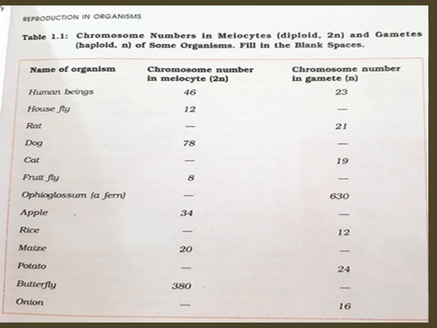The chromosome number in the meiocyte of human beings is 46. After meiosis, the chromosome number in each gamete will be reduced to half, so it will be 23. In housefly, the chromosome number in meiocyte is 12. So what would be the chromosome number in its gamete? It should be half, that is 6. Similarly, in rat, the chromosome number in meiocyte is 42. The chromosome number in the gamete will be 21. So you can continue the exercise on your own.